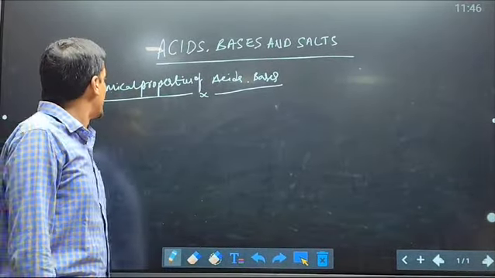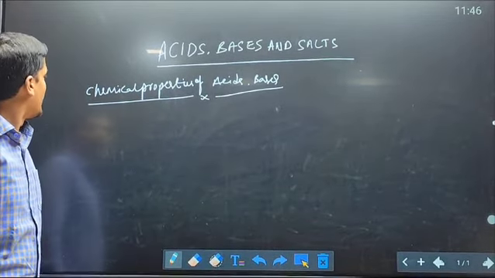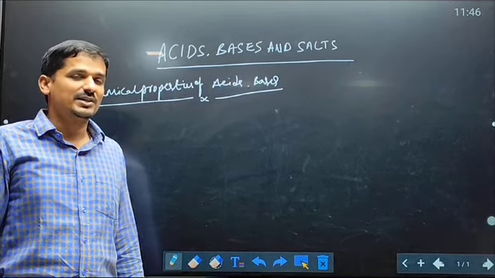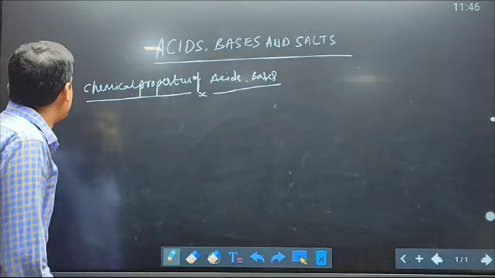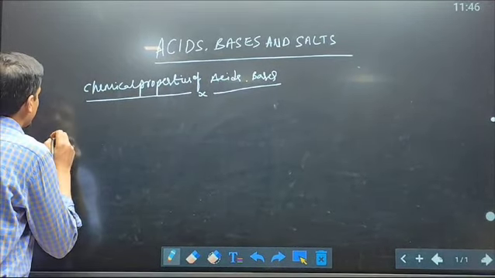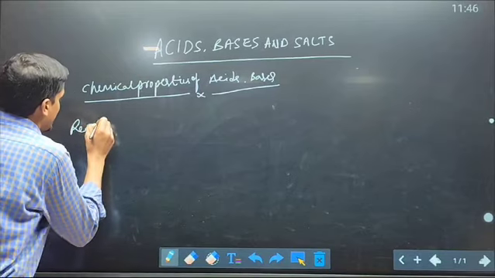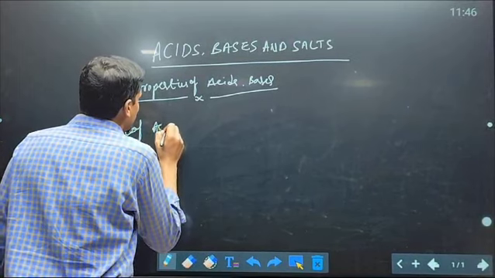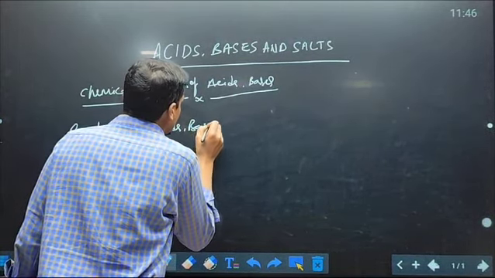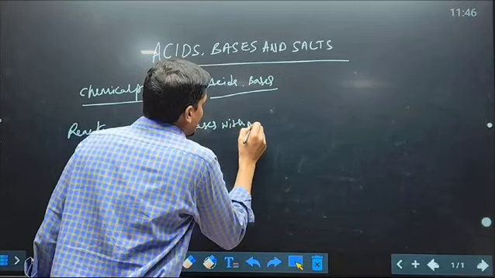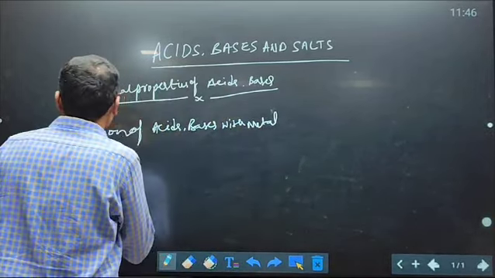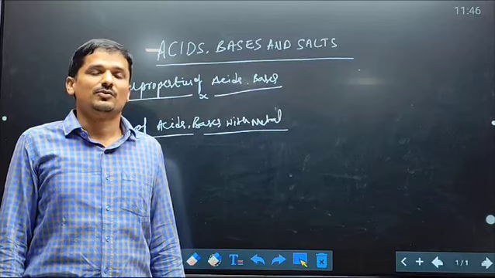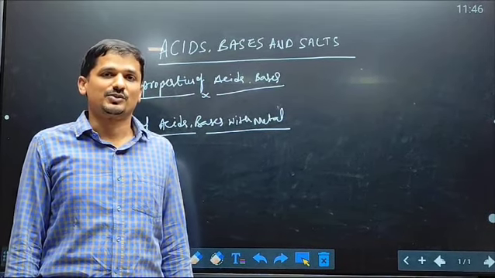Before we go deeper, let us see how metals react with acids or bases. Reaction of acids and bases with metals: acids react with metals to form salts and release hydrogen gas.